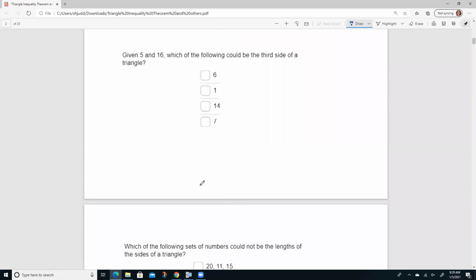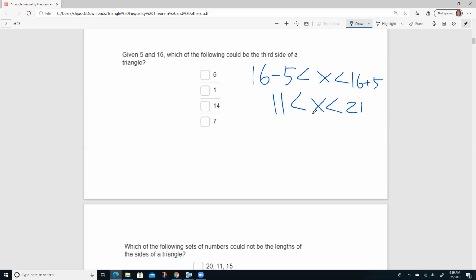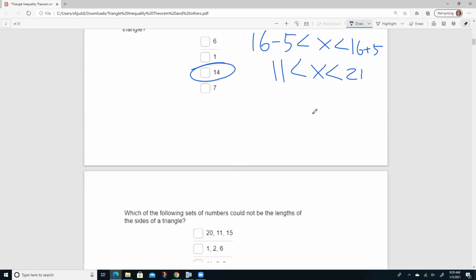All right, given 5 and 16, which of the following could be the third side of a triangle? Okay, again, what we're going to do is take 16. Notice how I'm always subtracting from the bigger side, because I don't want a negative side length as a possibility. So 16 minus 5 and 16 plus 5. 16 minus 5 is 11. 16 plus 5 is 21. So our value here that is acceptable is 14. 14 is in between 11 and 21.